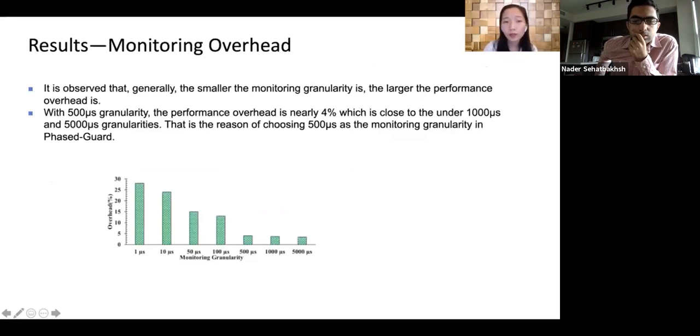And this one is the monitoring overhead. We can see that the smaller the monitoring granularity, the higher the performance overhead is. And in our work, we choose 500 microseconds, which only incurs 4% performance overhead.